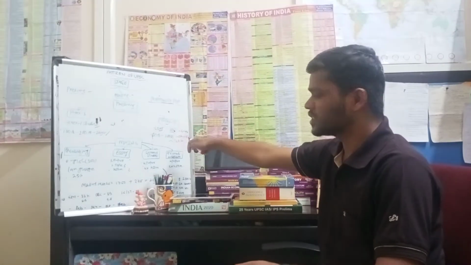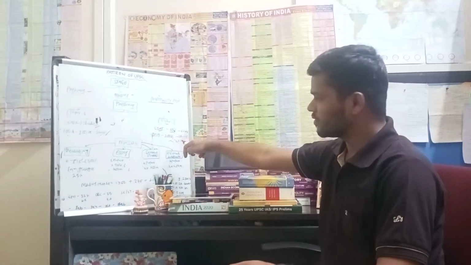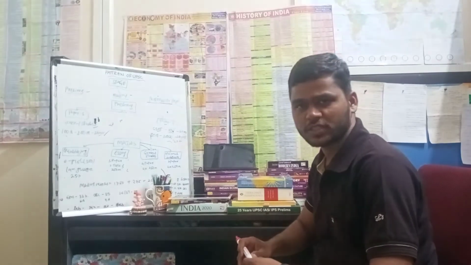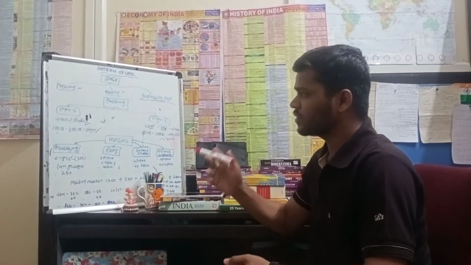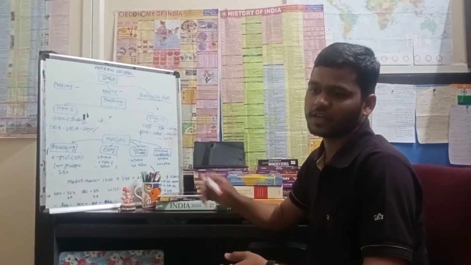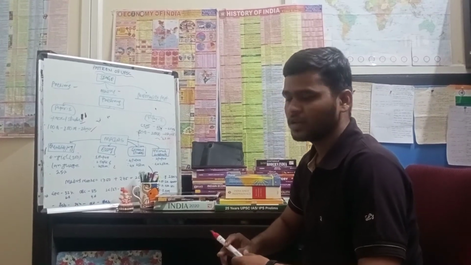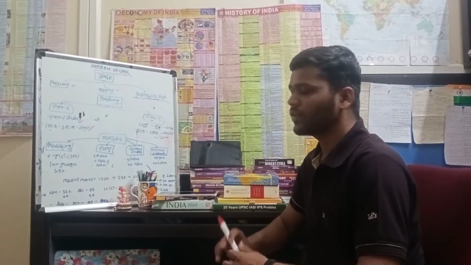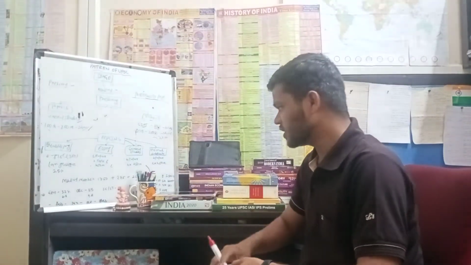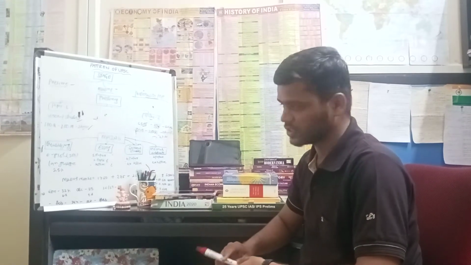When it comes to CSAT, it's qualifying in nature. We need to get 33 percent, that is 66 marks. If you get above the cutoff marks, you are eligible to write mains. In the mains, we have essay, general studies, and optional subjects.